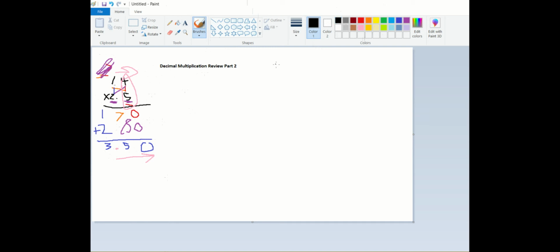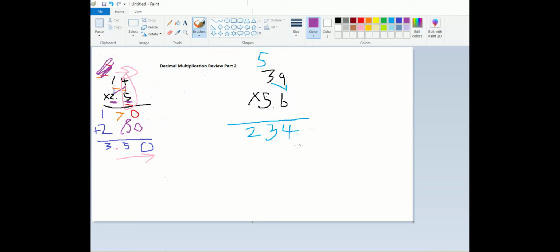Let's do 3.9 times 5.6. We're going to do the same method, this time just a little bit sped up. So 6 times 9 is going to give us 54. We bring the 4 down. 5 goes up. 6 times 3 is going to give us 18. 18 plus 5 will give us 23.